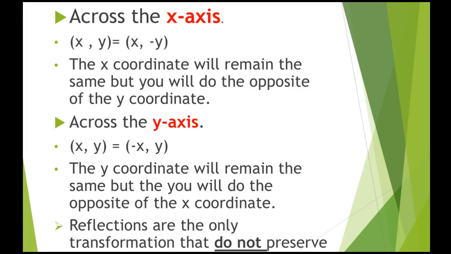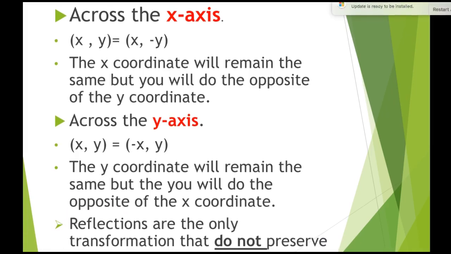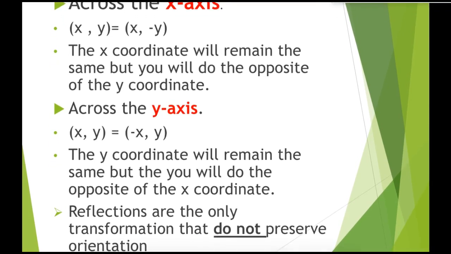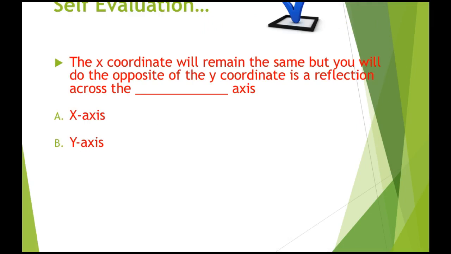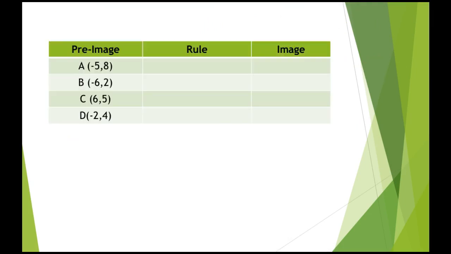At the bottom, this is also a little important piece of information. Reflections are the only transformation that do not preserve orientation. Remember that. A reflection across the x-axis does not preserve its orientation. Let's keep it moving.